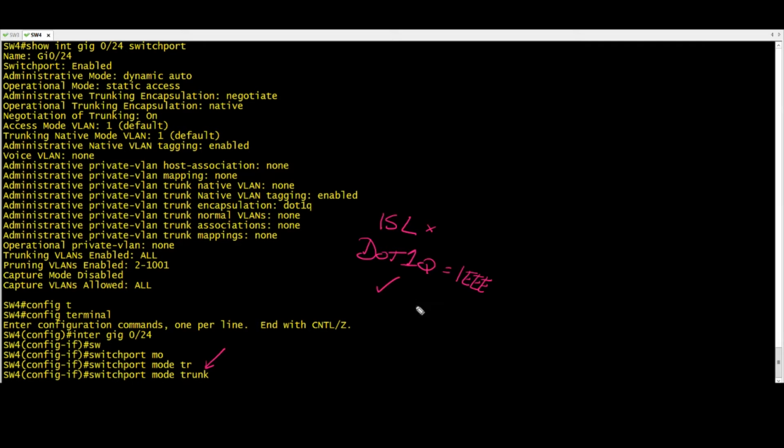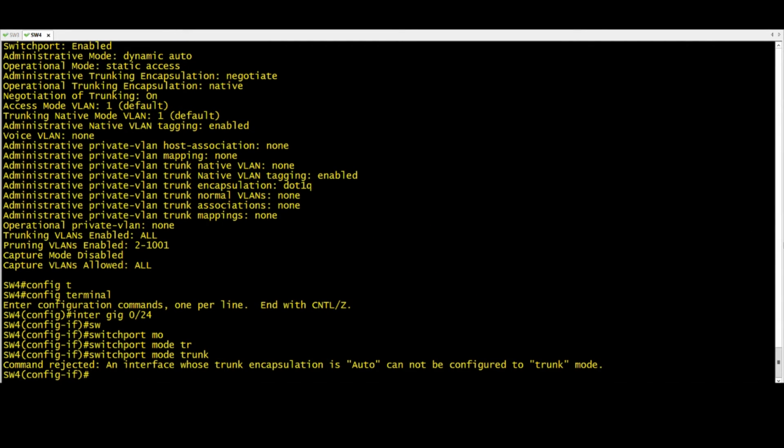Now on the newer switches, ISL is not supported, therefore putting the switchport mode trunk will be accepted. But because this is an older switch, it's probably going to moan at us when we try to type that in, because again it wants us to set the encapsulation. And rightly so. It says an interface whose trunk encapsulation is auto cannot be configured to trunk.